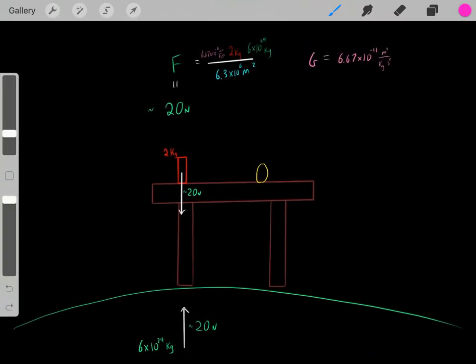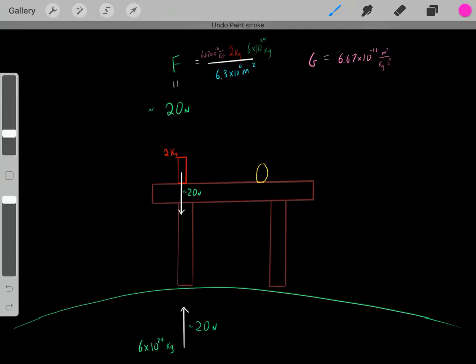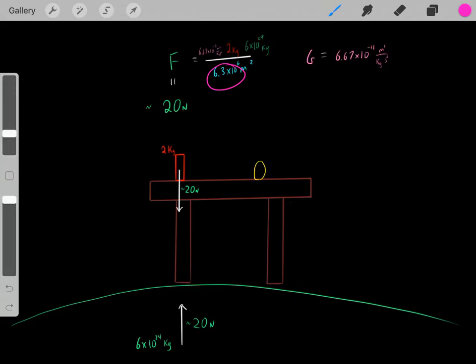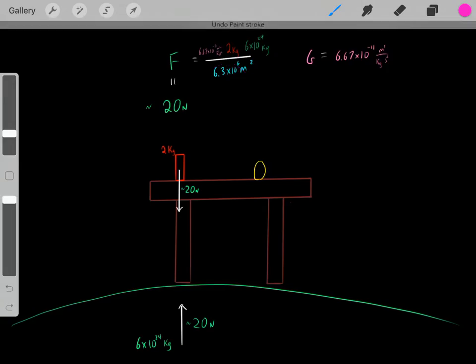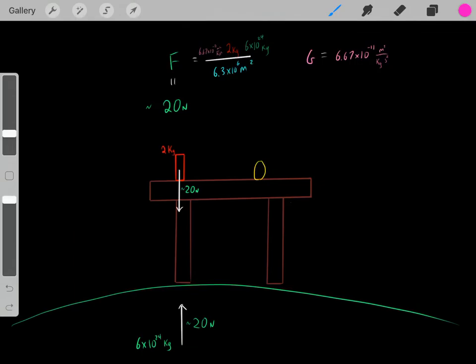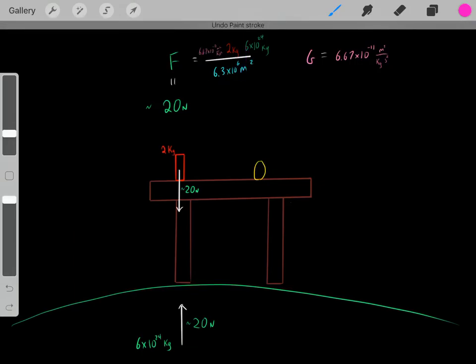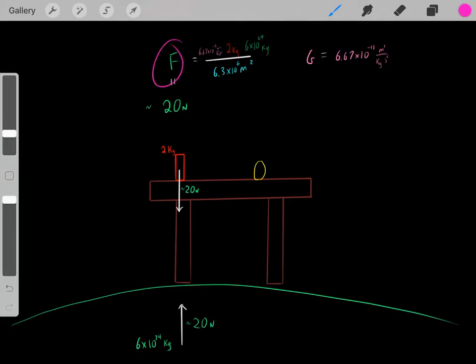And really, the radius of the earth is around this value. That's close enough, because really this little distance doesn't make any difference. So we can use the radius of the earth as a proxy to determine the distance between the center of this book and the center of this earth. But now that we know all those numerical values, we can just plug them into our formula and we would get the force.